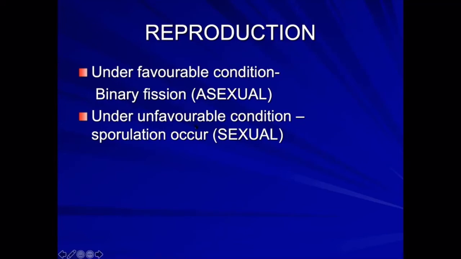But unfavorable condition, for example, during drought. Okay, during kemarau, for example. Okay, for drought, during whatever that they have to bear. Okay, so during favorable condition, they will do binary fission, but unfavorable, they do sporulation. Okay, so how does it work? So we go for favorable condition first.